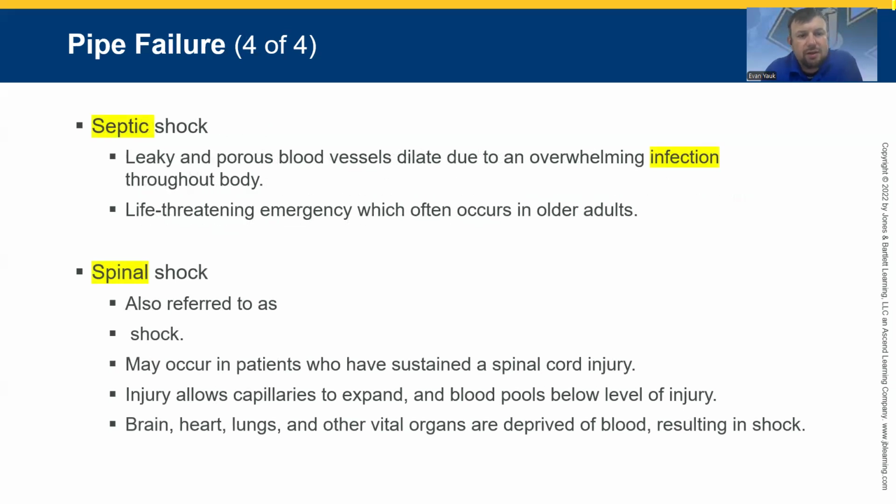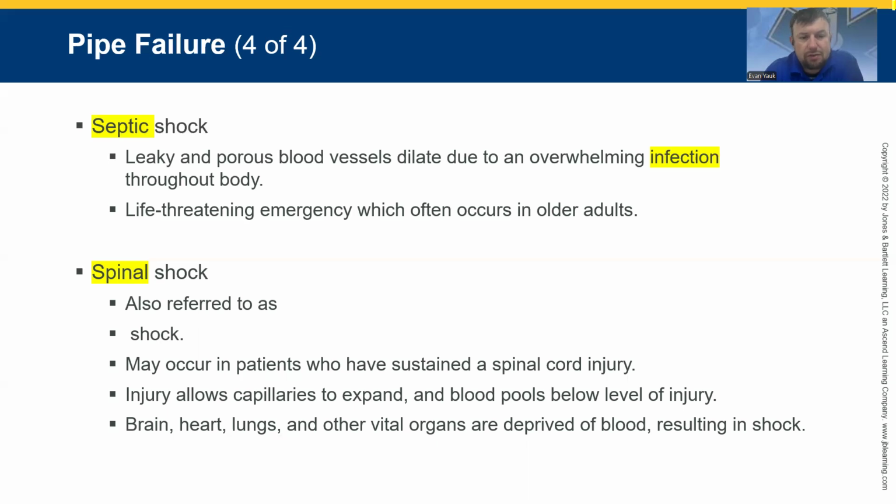Septic shock, leaky or porous blood vessels dilate due to overwhelming infection throughout the body, a life-threatening emergency, which often occurs in older adults. Septic shock is going to come with high fever, weakness, very, very sick people. And you can have young ones. I've seen like 23-year-olds who have septic shock. So it doesn't have to be older people.